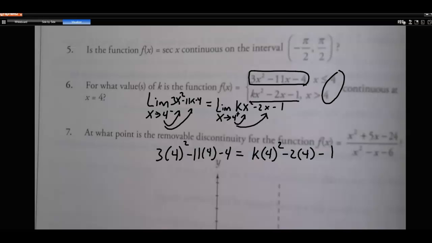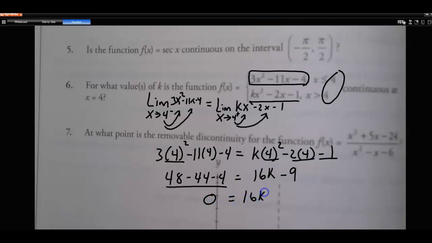All right. So this is 16 times 3 is 48 minus 44 minus 4. 16 times k is going to be 16k. Minus 8 minus 1 is minus 9. Putting all these things together here, we end up with 0. So I'm going to add 9 and divide by 16, and I end up with 9/16 as my answer.